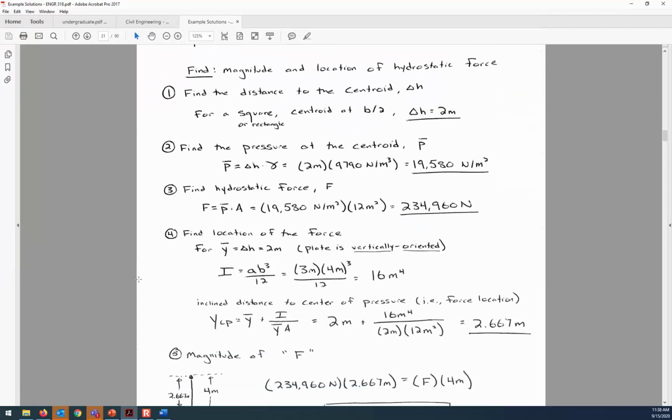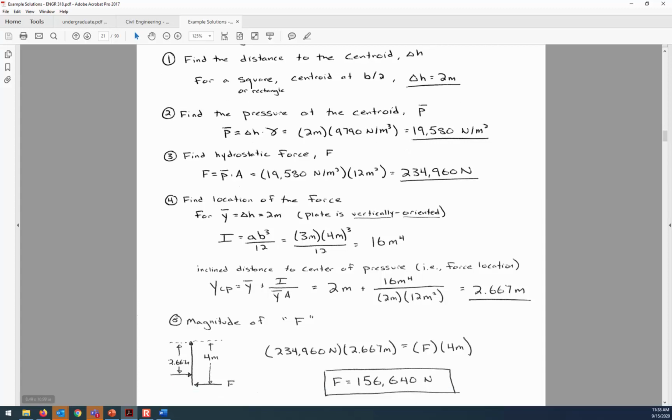So we do that moment analysis. We say, here's the point of application for the hydrostatic force. So that is the 234.96 kilonewtons at a distance of 2.667 meters from the water surface. And then that is counterbalanced on the opposite side, trying to achieve clockwise rotation, is our stopping force. And it's going to need to be 156.64 kilonewtons in order to keep it closed.